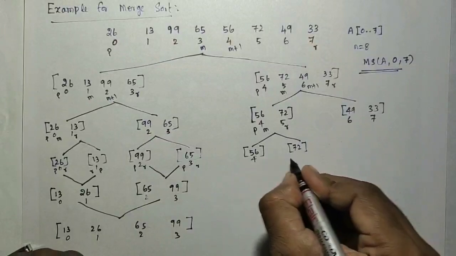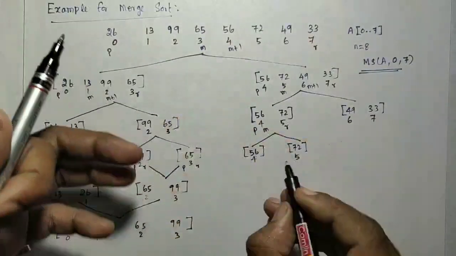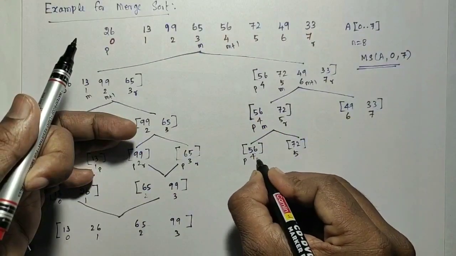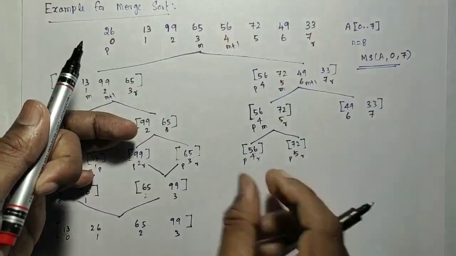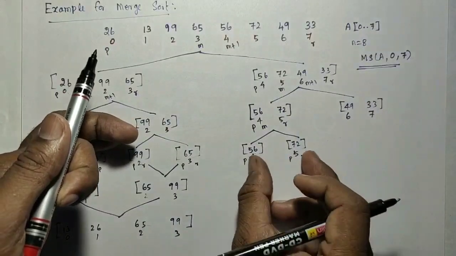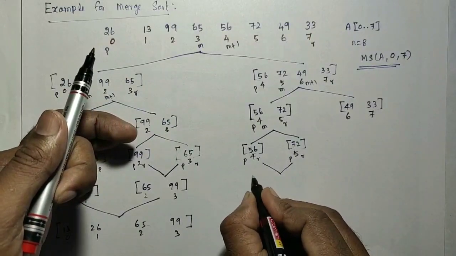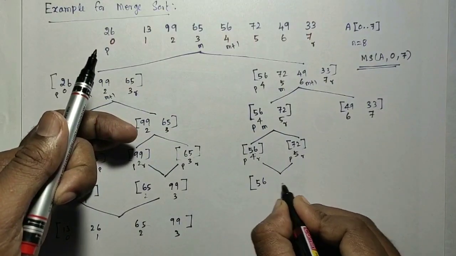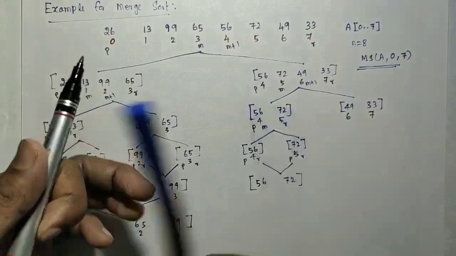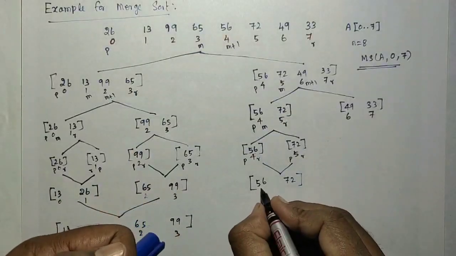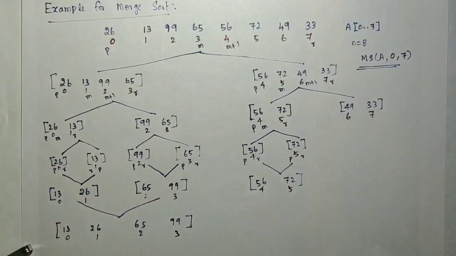That index is 4 and 5. Here P and R will be the same, so it will not do anything. After that it will get merged together, so that we will get 56 and 72, so this one is getting sorted at 4 and 5.